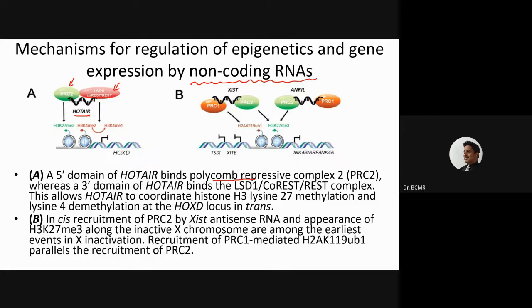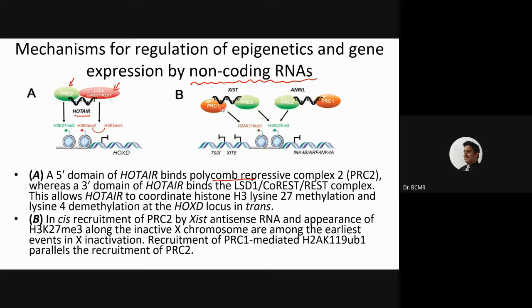So what HOTAIR does is, through its interaction with the DNA, it brings these two proteins to the target site. And in that target site, these proteins might induce methylation of the histone tails, H3K27me3, though I'm unsure about what the 3 stands for. I'll find out and let you know. But H3 is histone, K27 is lysine at position number 27, and methylation is done. The same way, when the methylation of this locus happens, near the HOXD upstream, the gene expression is stopped.